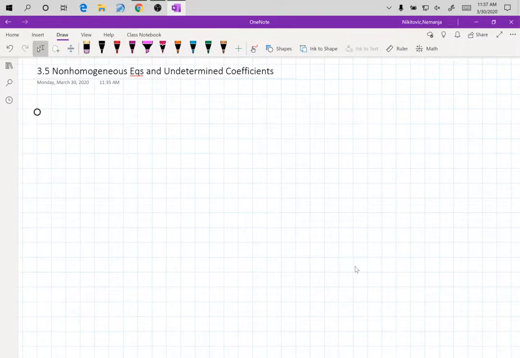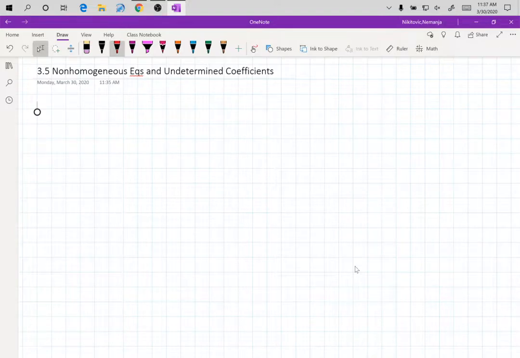Today we are covering section 3.5, non-homogeneous equations and undetermined coefficients. This is the section where we learn how to deal with problems, such as mechanical and electrical problems, that contain a forcing function on the other end, and the method of undetermined coefficients to solve that particular problem. So we should be good to go with problems that have the forcing term.